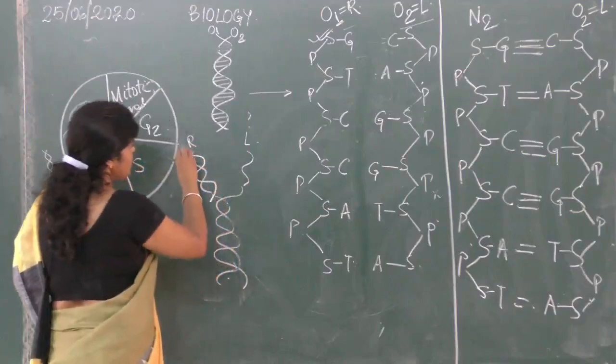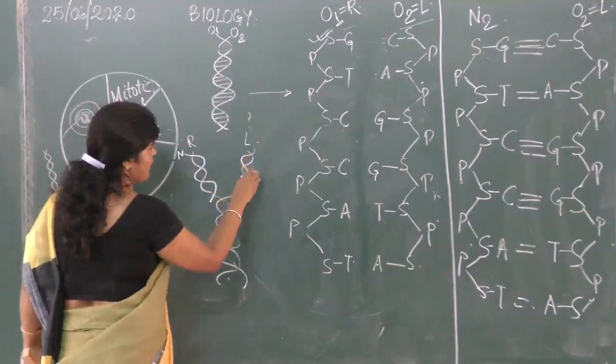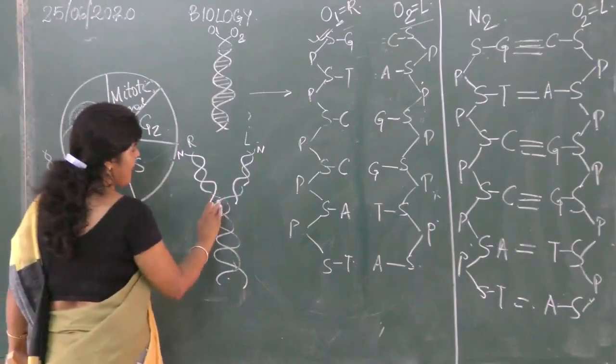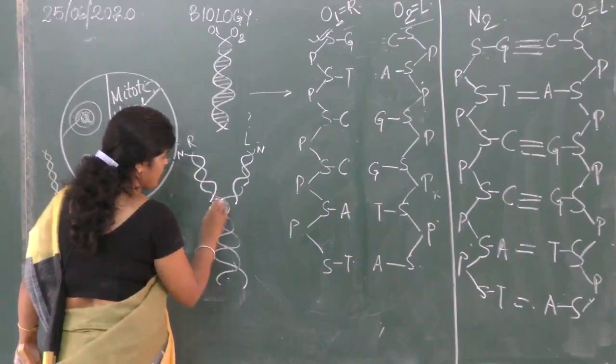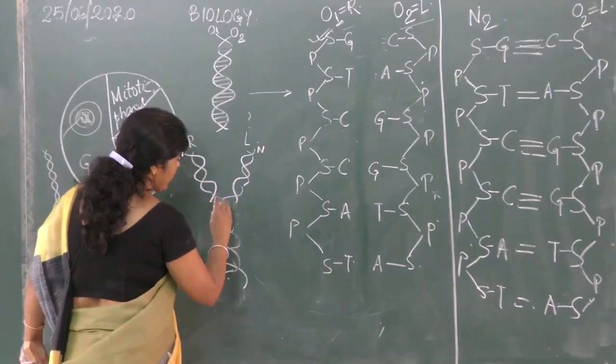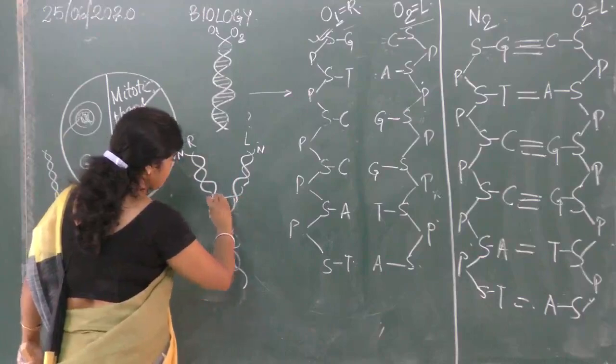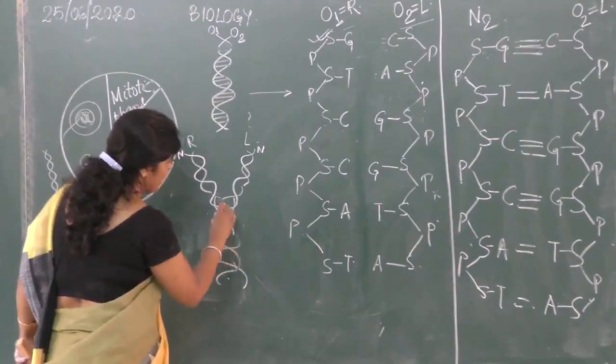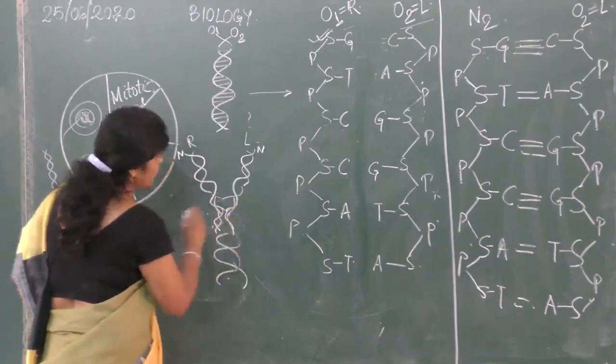Is it clear? A new strand formation will start. This is the new strand. Is it clear? And this continues to break. As it continues to break, it will keep opening and the new strand keeps elongating.